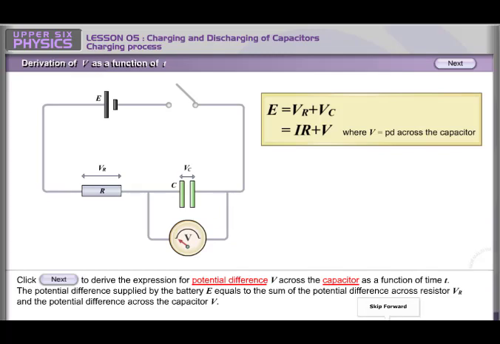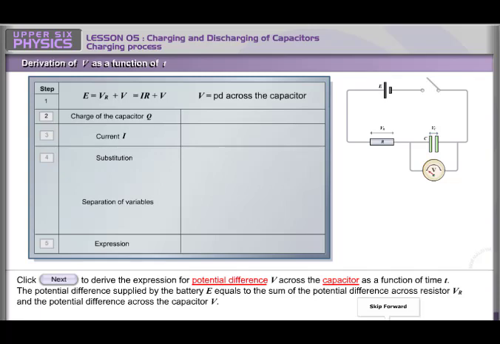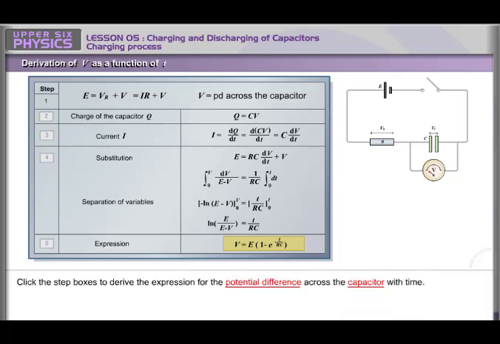Click the next button to derive the expression for potential difference V across the capacitor as a function of time t. The potential difference supplied by the battery E equals the sum of the potential difference across the resistor VR and the potential difference across the capacitor V. Click the step boxes to derive the expression for the potential difference across the capacitor with time.